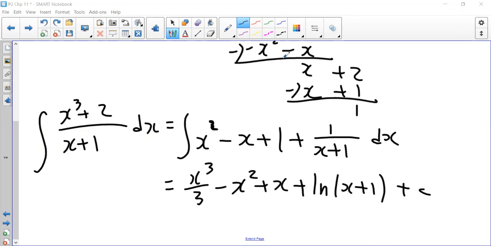And here's the final answer, just a one-liner. x cubed over 3, minus x squared over 2, plus x, and then to integrate 1 over x plus 1 is ln x plus 1. And don't forget the constant, plus c. And that's the end of this lesson.